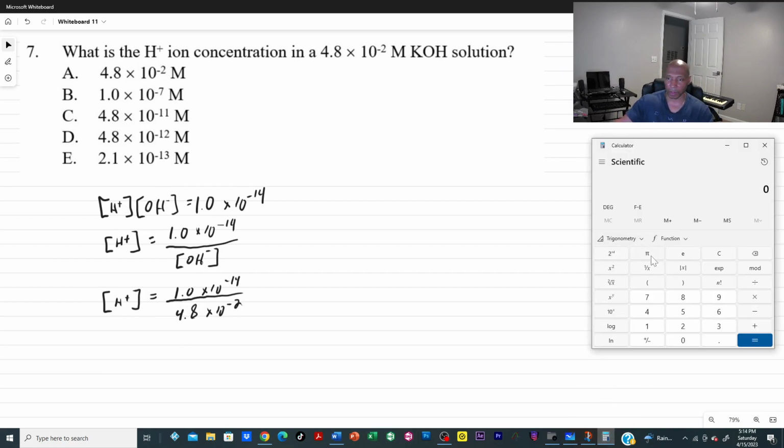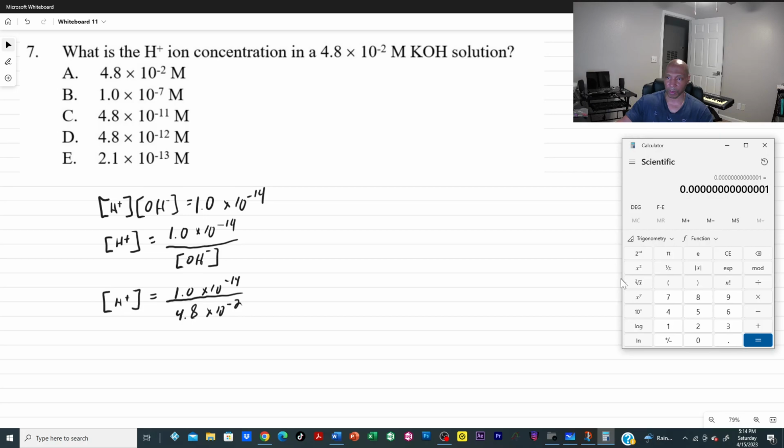Okay, so let's see what we have right here. I'm going to say 1.0 times 10 to the negative 14 equals, okay, and it did not put it in scientific notation. All right, well maybe if I squinch it up, no, it's not going to put it in scientific notation. Okay, all right, well, I apologize for that.